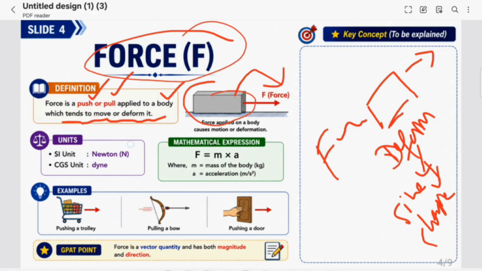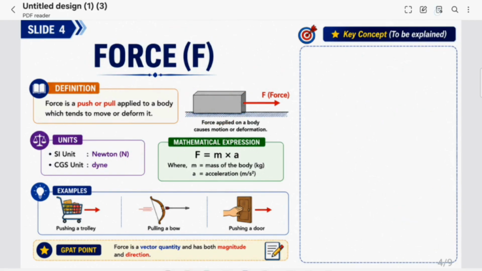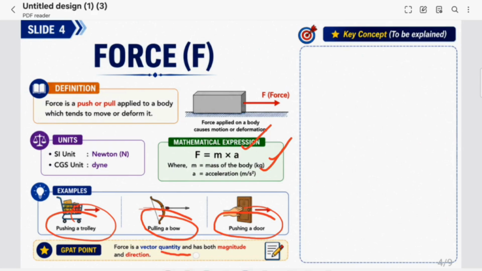The SI unit is Newton, and the CGS unit is Dyne. What is the mathematical expression? F equals m times a, where m is the mass of the body in kg, and a is the acceleration in meters per second squared. Examples are pushing a trolley, pulling a bow, and pushing a door. Force is a vector quantity, and it has both magnitude as well as direction.